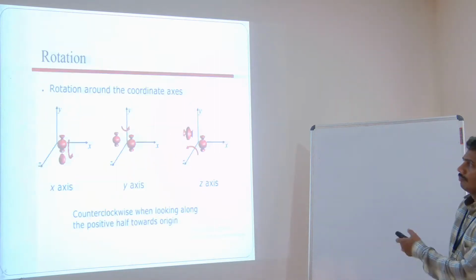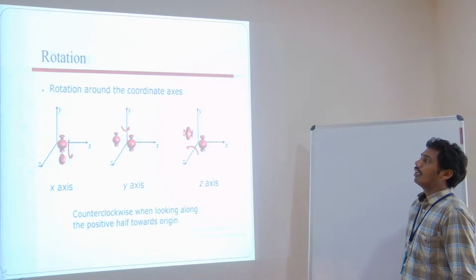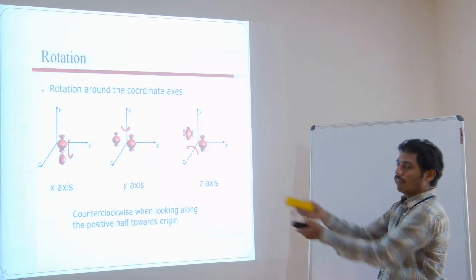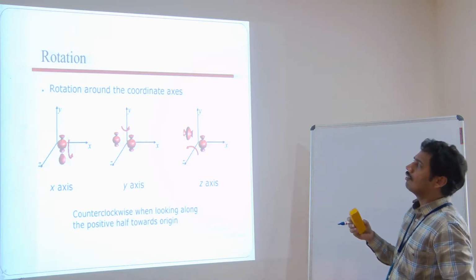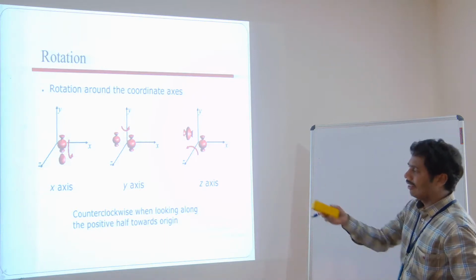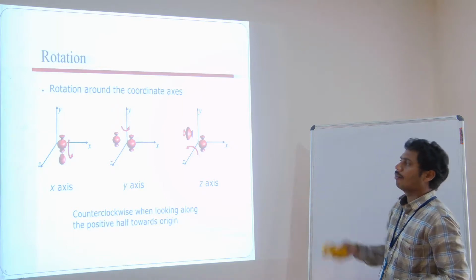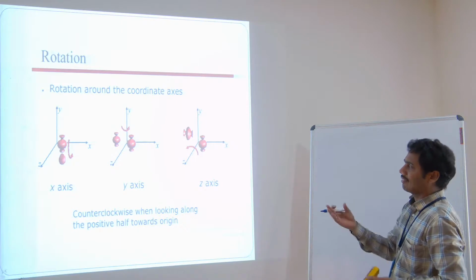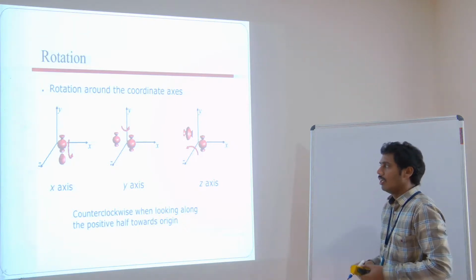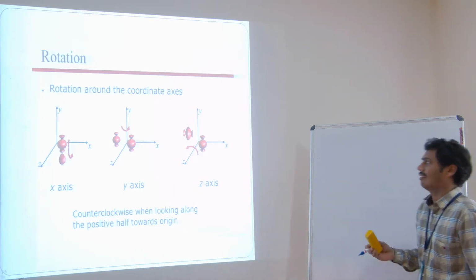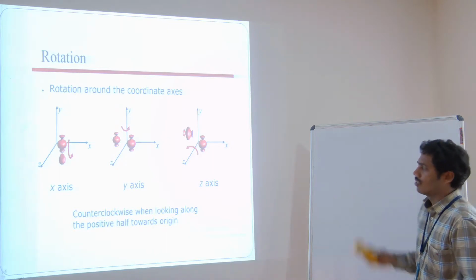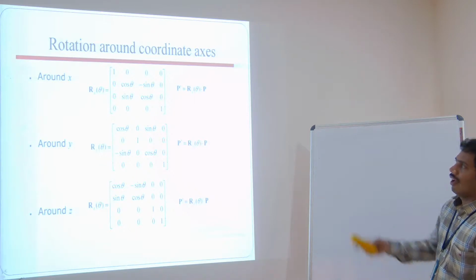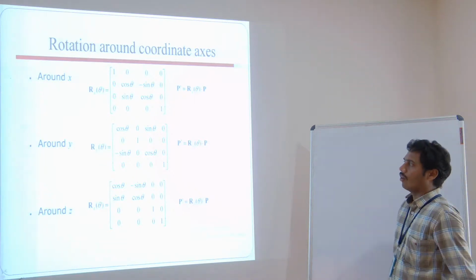So now see. Okay, now I am talking about rotation. If I consider the types of rotations here, if I want to rotate with respect to the x-axis, I can rotate counterclockwise. If I want to rotate a particular object about the y-axis, I can rotate the object. If I want to rotate an object about the z-axis, I can rotate it about the z-axis. So rotation around the coordinate axes: around the x-axis, around the y-axis, around the z-axis.